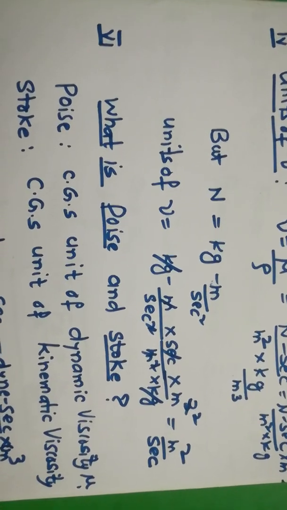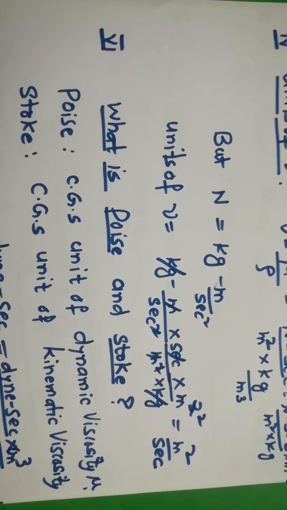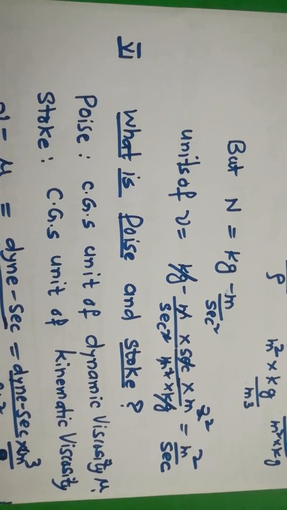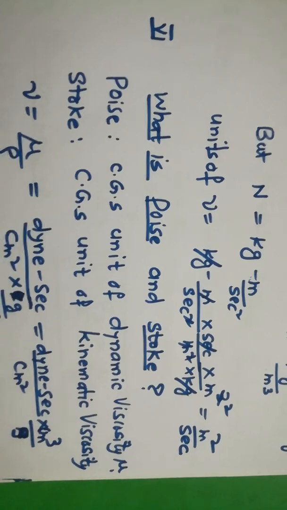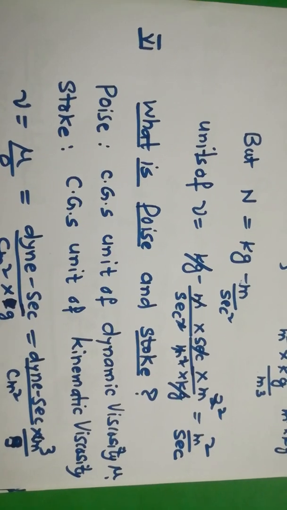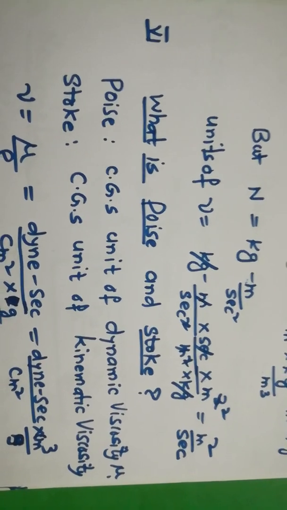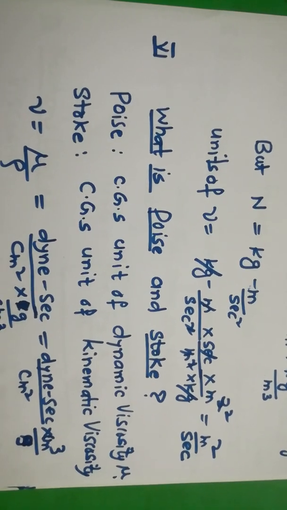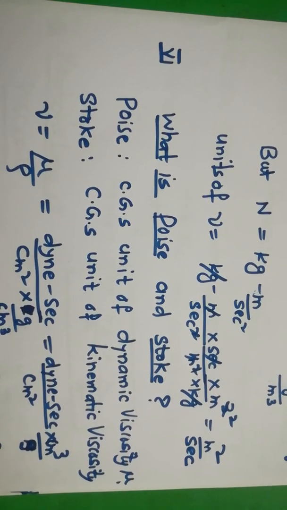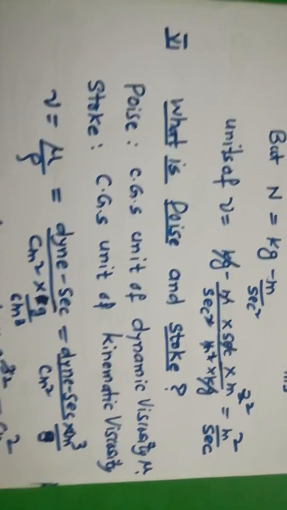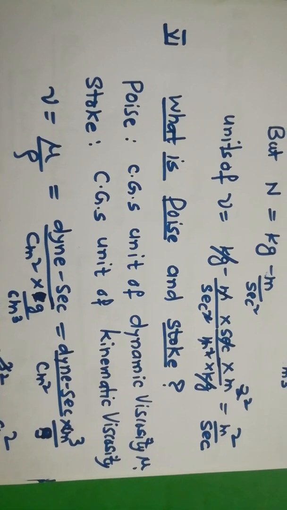Most of the students have doubts, as they hear the terms Poise and Stokes. What is Poise and what is Stokes? Poise is the CGS unit of the dynamic viscosity mu, and Stokes is the CGS unit of kinematic viscosity nu. So let us go for the CGS units.